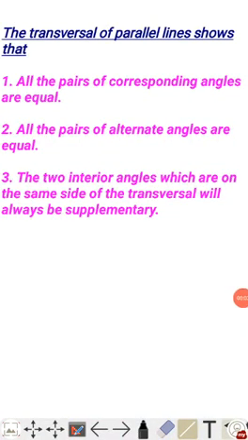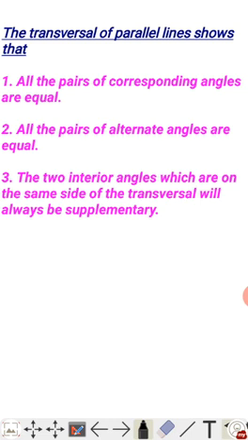Hello students. Yesterday we have seen the pairs of lines. In that we have seen intersecting lines and what is a transversal. Also we have seen the angles made by a transversal and the transversal of parallel lines. So let me remind you what the transversal of parallel lines is. We have seen the different special names of angles, right?